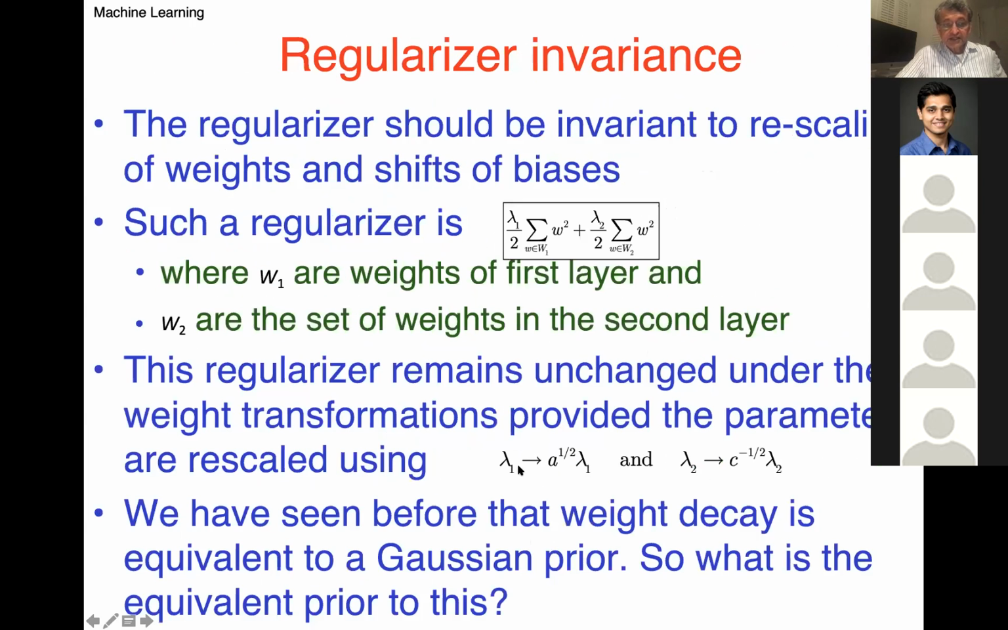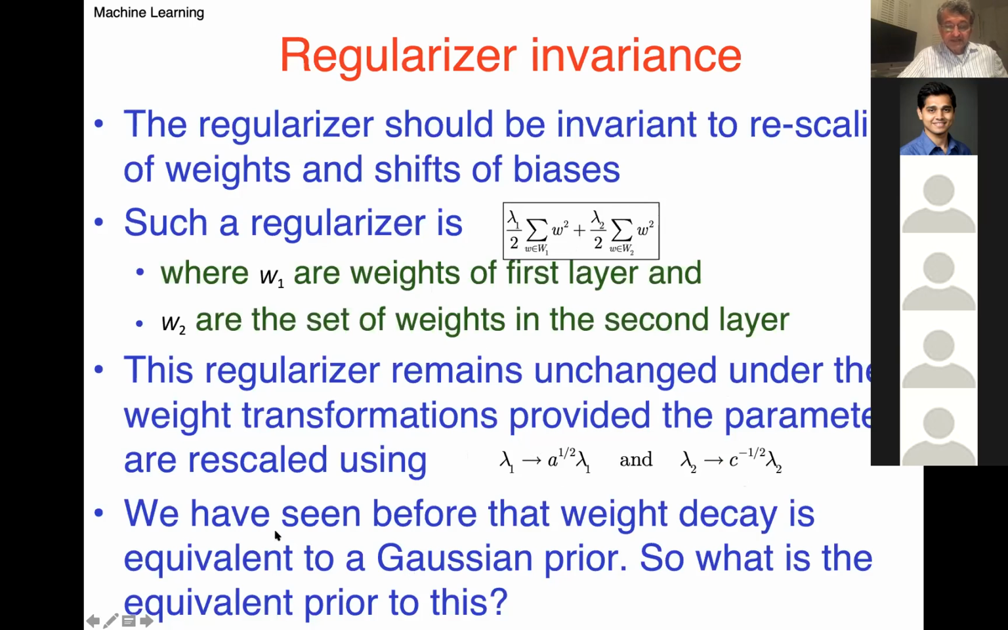And this says such a regularizer is lambda 1 over 2 the sum over w belonging to W1 of w squared, plus lambda 2 over 2 the sum over w belonging to W2 of w squared. So what it is saying is use separate regularizers for the first layer and the second layer. And this regularizer remains unchanged under the weight transformation, provided the parameters are rescaled.